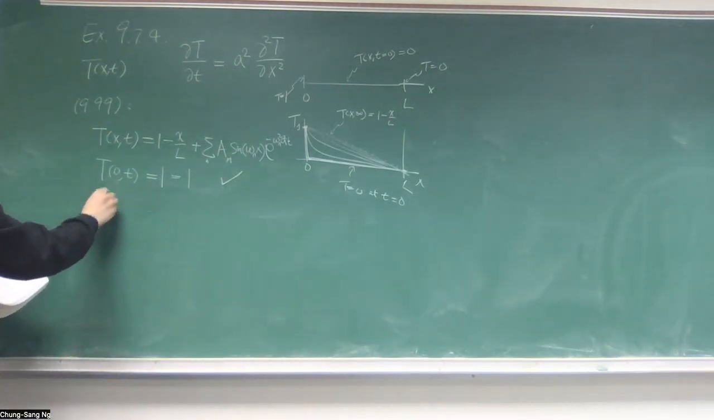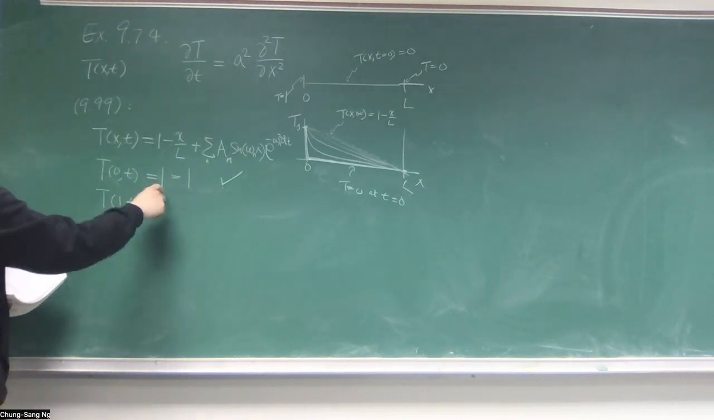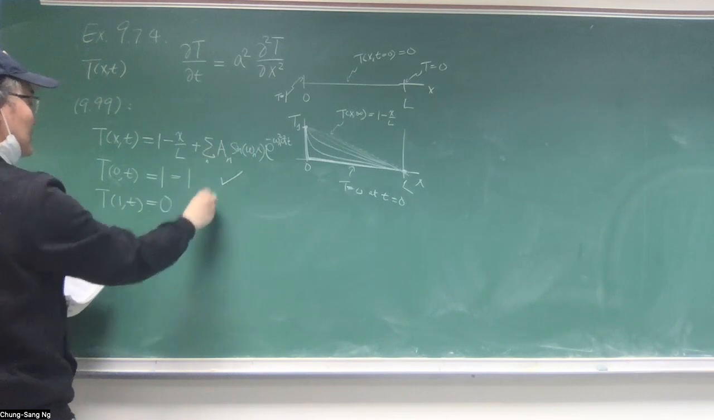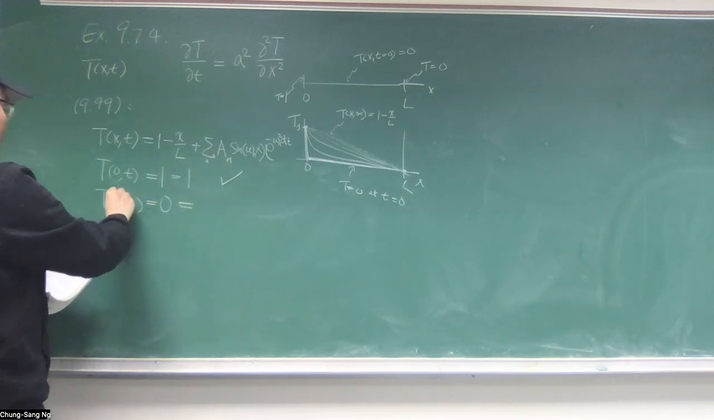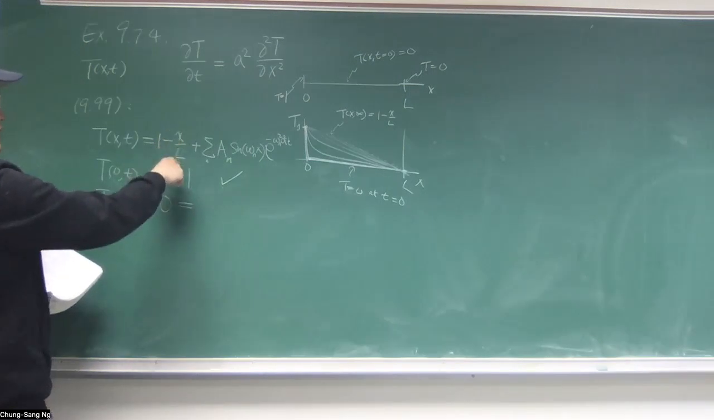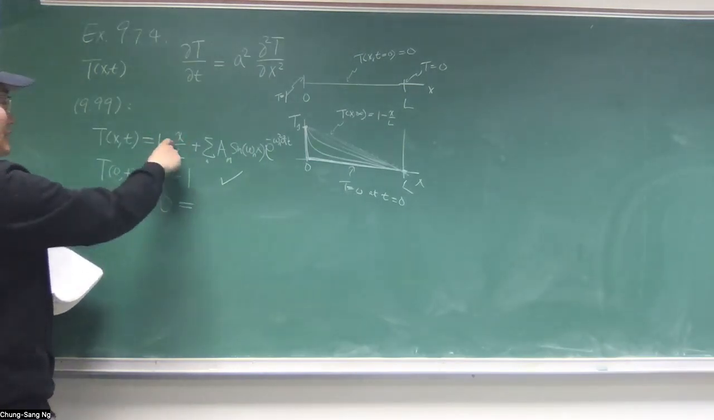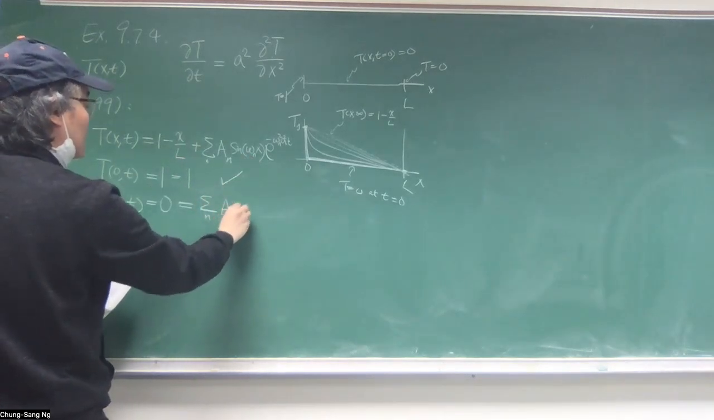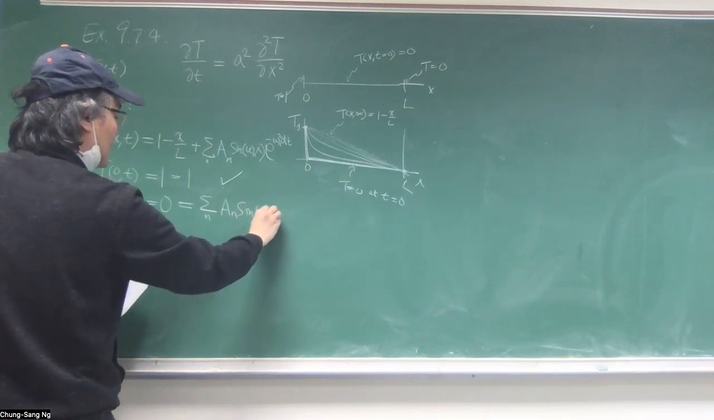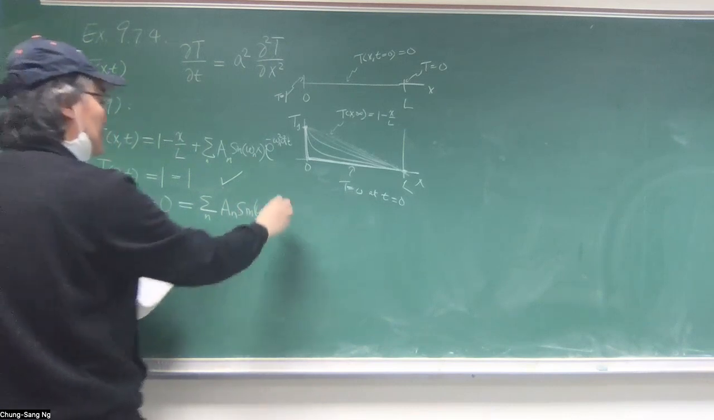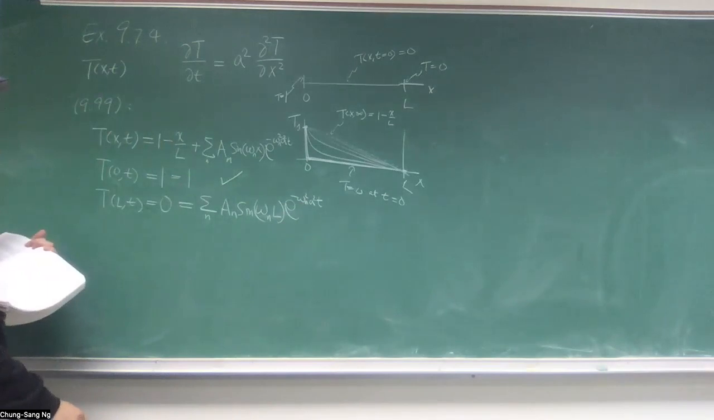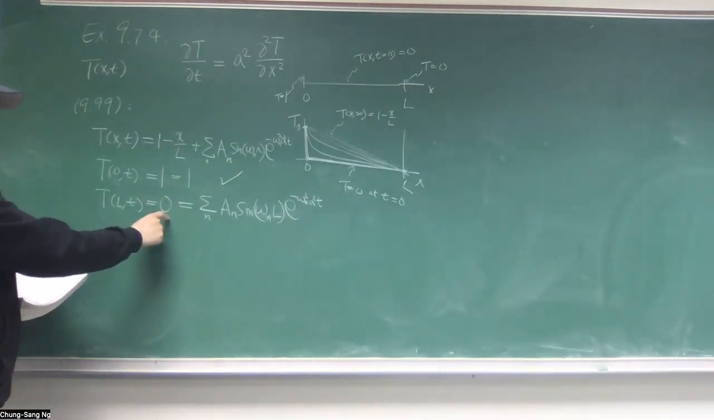Now the second boundary condition is x equals L. It should be equal to zero by the boundary condition. Now from the series, not one, capital L: at x equals L, these two cancel, so these two become zero, and that's the sum over n of sine of omega sub n times L. The rest is the same, and that requires this to be zero.